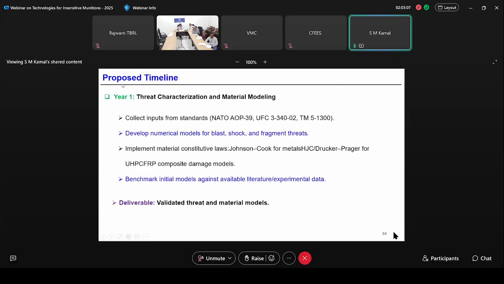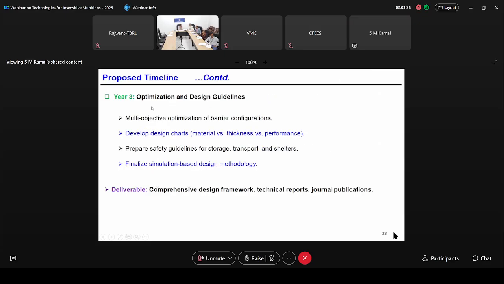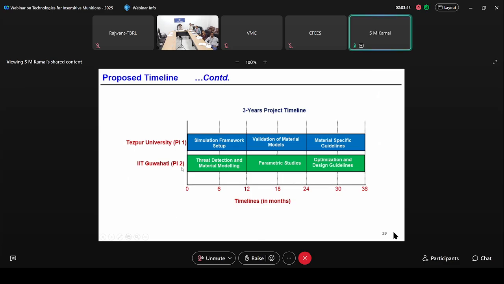And then we are going to consider a 3-year timeline for completion of this project. In the first year, we'll devote our time to threat characterization and material modeling, validated against published literature. In year 2, we'll develop the simulation framework and parametric studies. And in year 3, we'll optimize our design considering various material combinations and performance parameters, and also provide a design guideline. Because it is a collaborative work, this is the share of work between Tezpur University and IIT Guwahati.